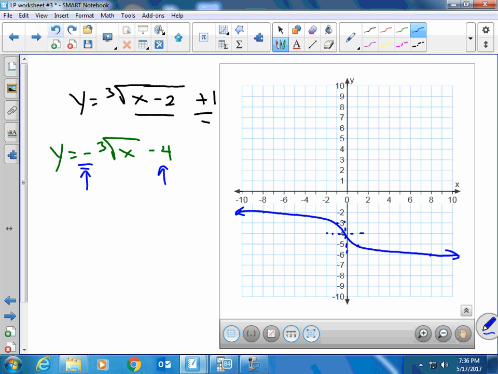That is cube roots and square roots. All right. Hope that helps.